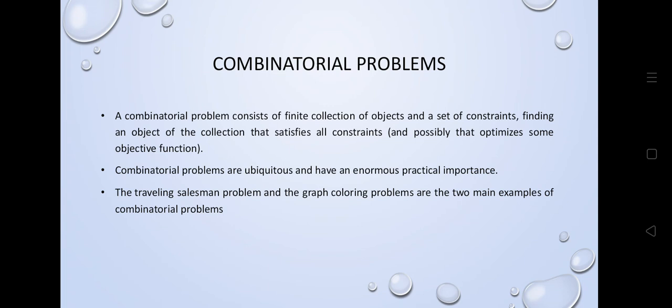A combinatorial problem involves a finite set of objects and a set of constraints. The goal is to find an object from this set that meets all the constraints and sometimes also optimizes certain objectives. These problems are very common and highly important in practical applications. Two key examples of combinatorial problems are the traveling salesman and graph coloring problems.